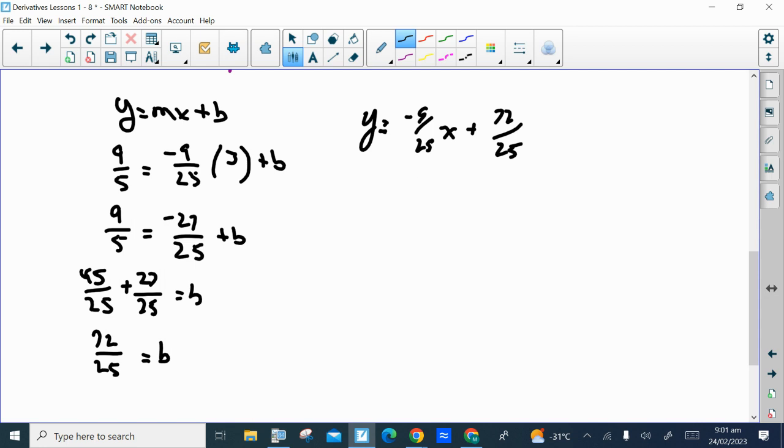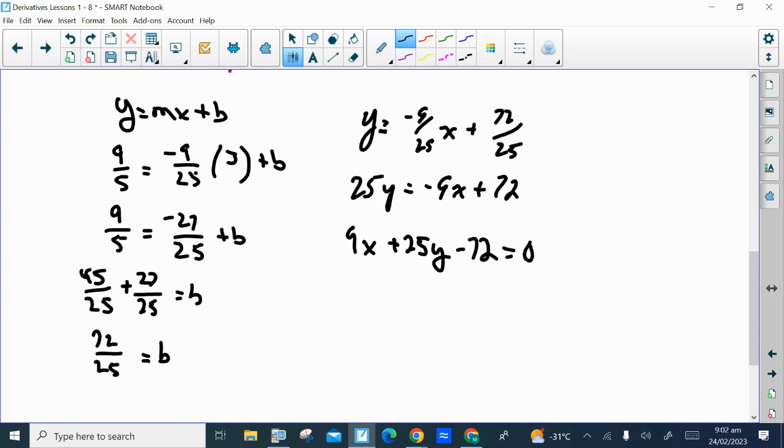If you want it in general form, you can't have any denominators, so we'd start there by multiplying everything by 25. And then move everything over to one side, make it equal to 0 on the other, and normally the x term is positive, which means I'm going to take the two terms to the right and move them to the left by adding 9x to both sides and subtracting 72. So there's the equation in general or standard form.